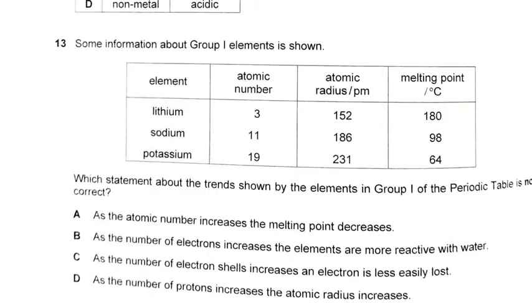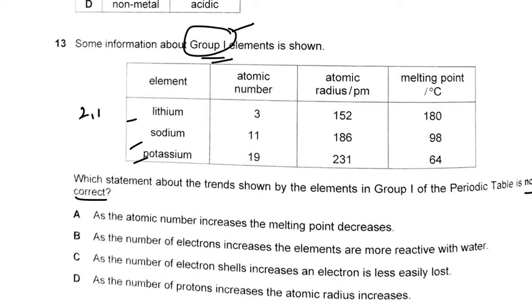Now question number 3, some information on group number 1. Group number 1 means what? It is lithium, sodium, potassium. Group number 1 means all have one electron in the outer shell. So which statement about the trend shown in group number 1 is not correct? Again, see, they are asking which is not correct. So tell me the property of group number 1. What do you know? It's highly reactive because it has just one electron.